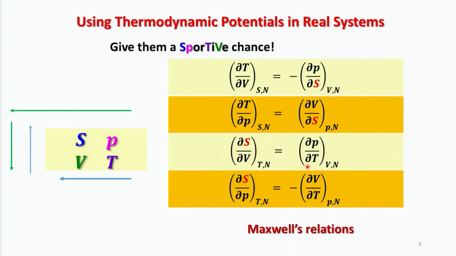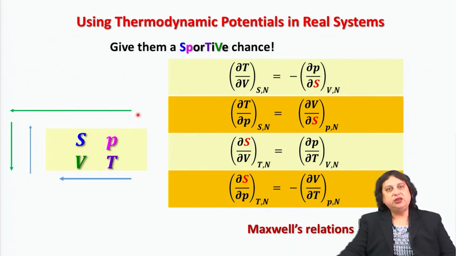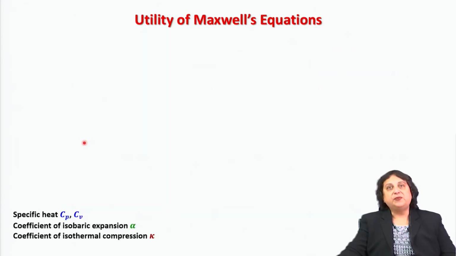Now, let me remind you that we actually derived these 4 sets of relations which are known as Maxwell's relations, and we used here the mnemonic sportive. And we also showed that the utility of Maxwell's equations is to correlate the variation of energy functions with temperature, pressure or volume with measurable properties like specific heat, which is Cp and Cv, coefficient of isobaric expansion alpha, and the coefficient of isothermal compression kappa.